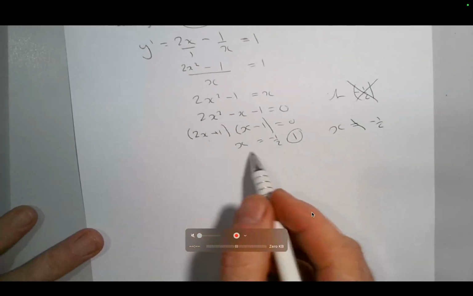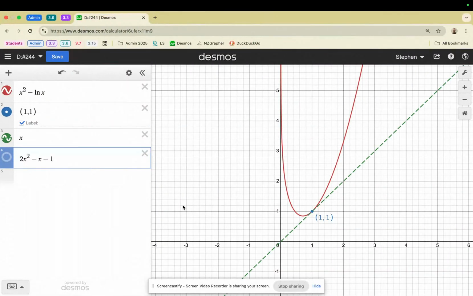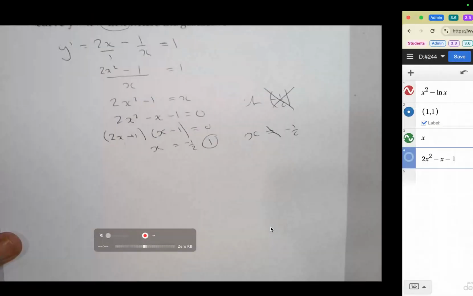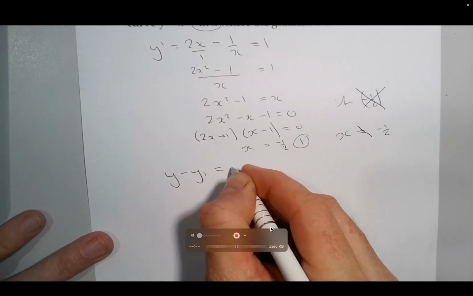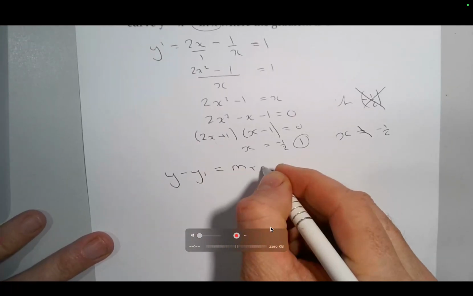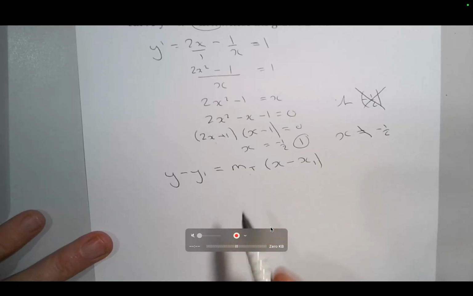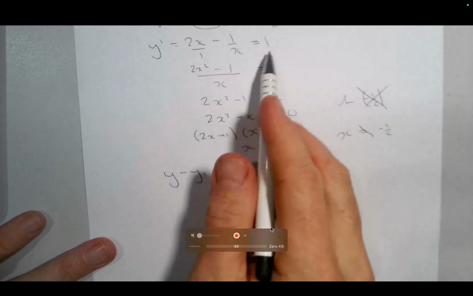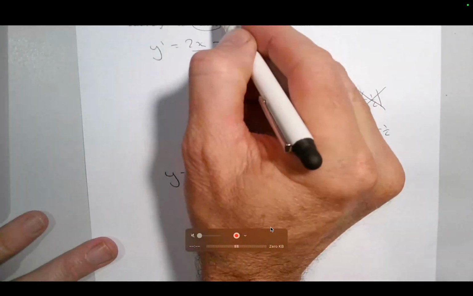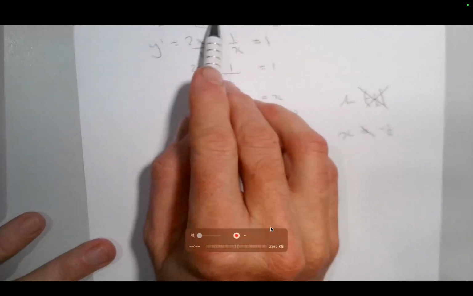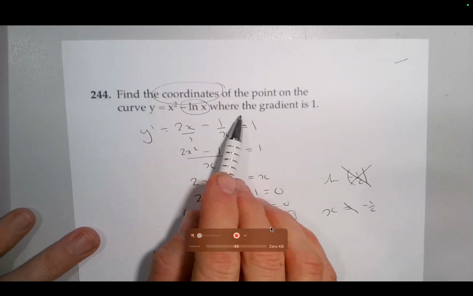Just for practice, let's find the tangent line. In other words, this tangent line here. Okay, how do we find this tangent line? We use this formula, y minus y1 equals m tangent, x minus x1. Okay, so we've just told the gradient we want it as 1, and we know the, in fact, let's finish off the question. It says find the coordinates. Oops, my apologies. The coordinates of the point on the curve where the gradient is 1.